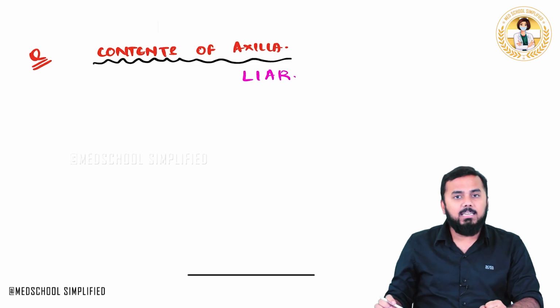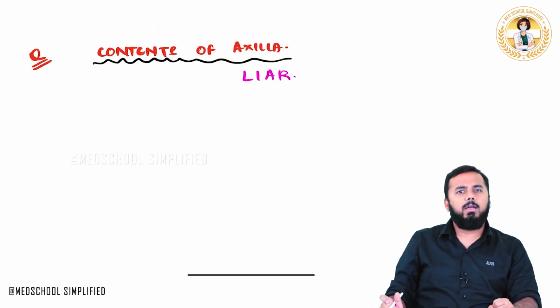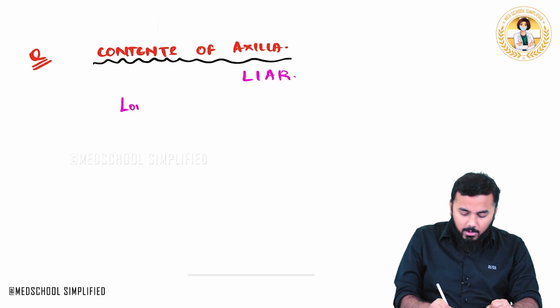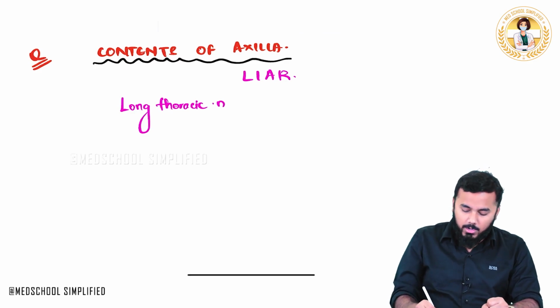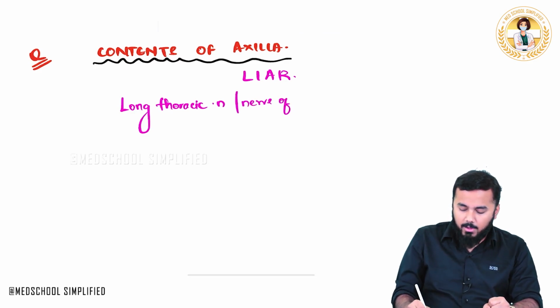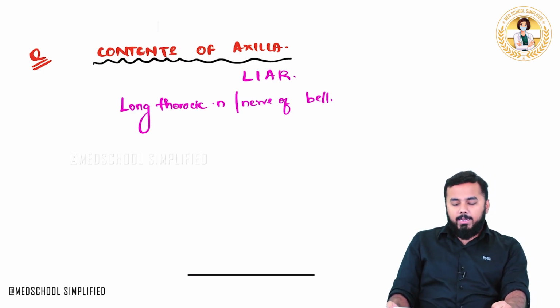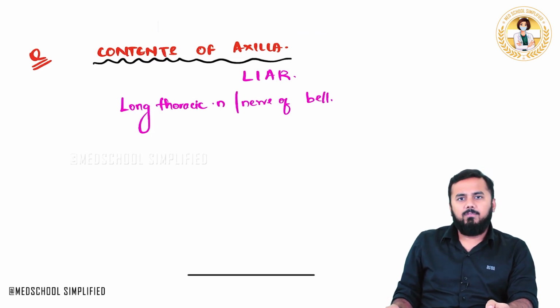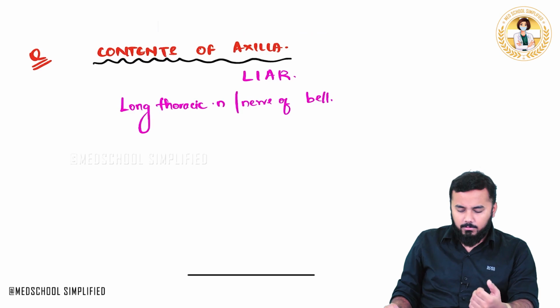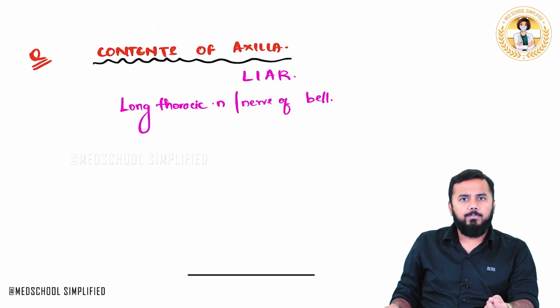L stands for long thoracic nerve, as the serratus anterior muscle is supplied by the long thoracic nerve. I can also call it the nerve of Bell. After looking at these contents, I can frame one clinical task: if there is a blunt trauma injury to the axilla, this long thoracic nerve can be compressed, leading to winging of the scapula, right? I can relate in that way, isn't it?